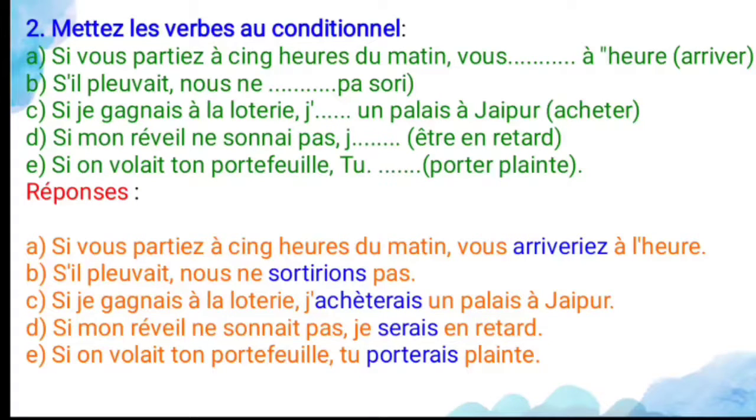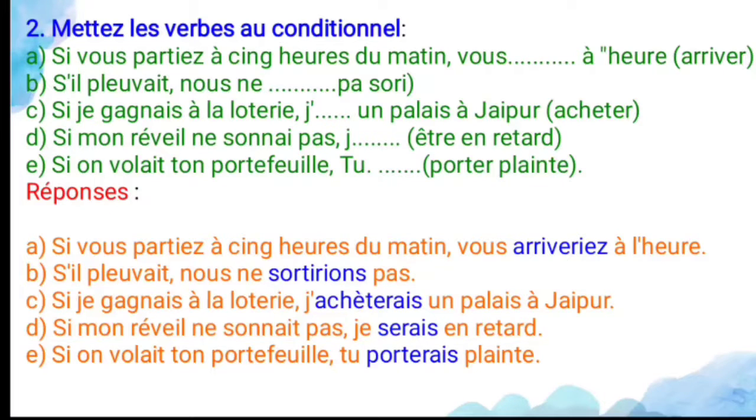And fourth one is si mon réveil ne sonnait pas, if my alarm clock didn't ring, and je être en retard means what? Être en retard means to be late. So here the être verb, it's an irregular verb only. What is the infinitive stem for the être verb? ser, and add the endings for je, ais, serais. So si mon réveil ne sonnait pas, je serais en retard. It means if my alarm clock did not ring, I would be late only.